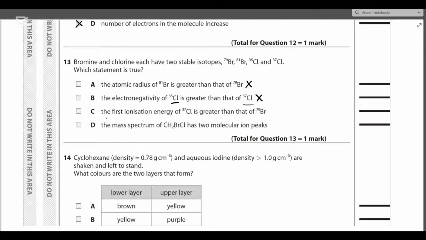If I talk about C, the first ionization energy of chlorine-37 is greater than that of bromine. We know that bromine is below chlorine, and we know that ionization energy decreases down the group, which eventually makes chlorine have higher ionization energy. So this statement is true. So C is actually the correct answer.